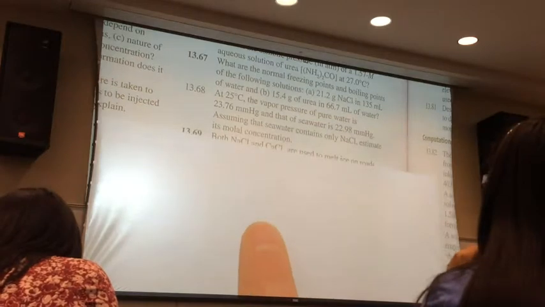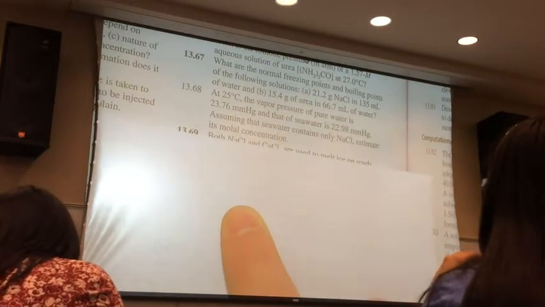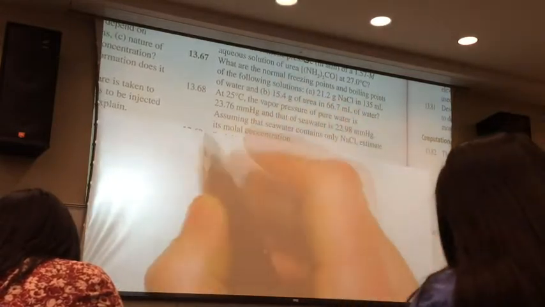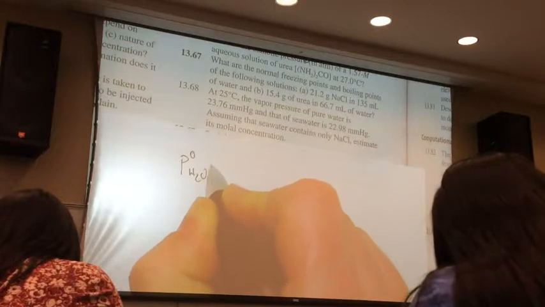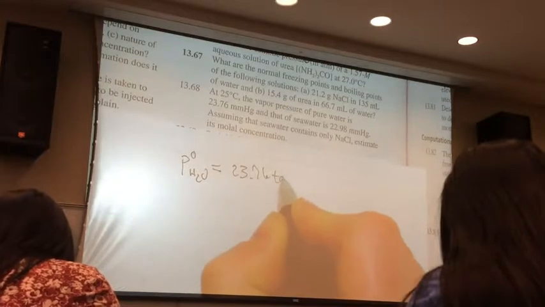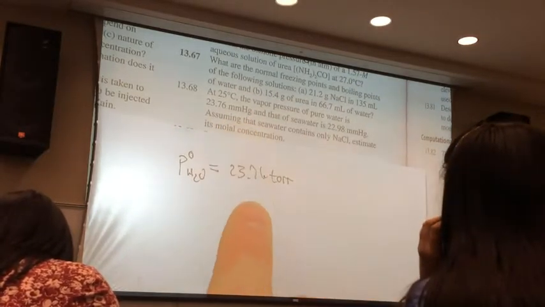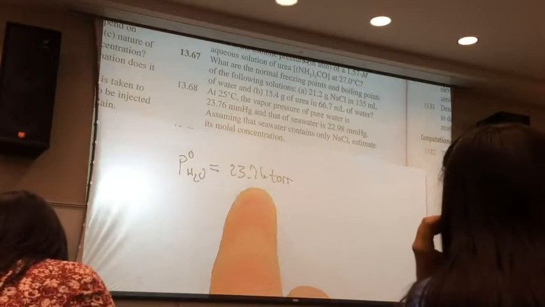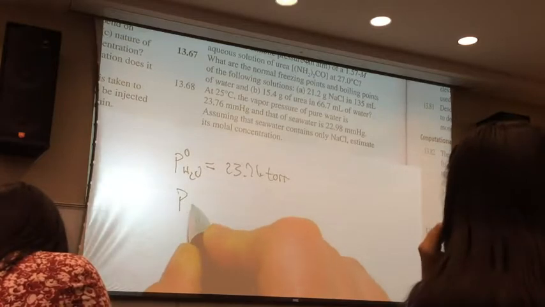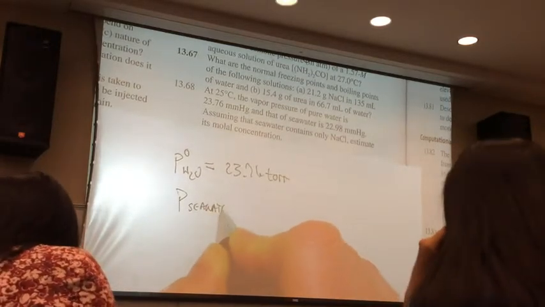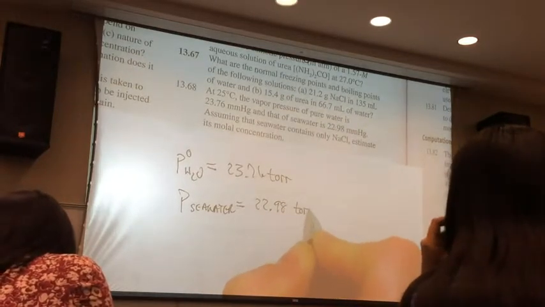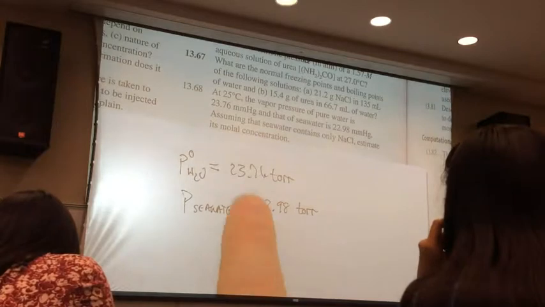We have the vapor pressure of pure water. So we have P0 of water is 23.76 torr. Millimeters of mercury are torr, so I like writing it that way, it's easier. Okay? And the pressure for seawater, which is a solution, is 22.98 torr.